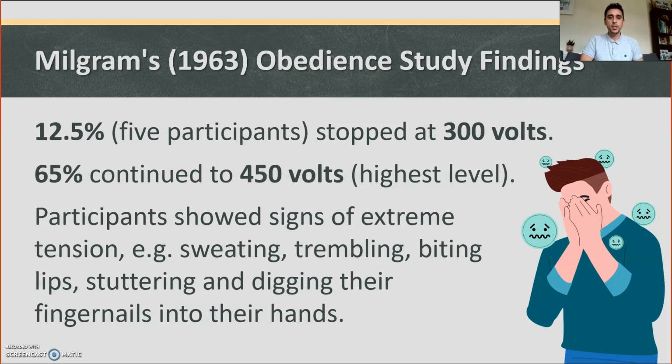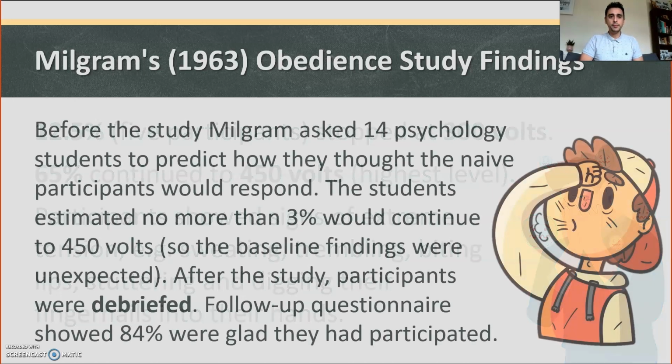They could be fatal. Participants showed extreme signs of tension, sweating, trembling, biting lips, stuttering, and digging their fingernails into their hands. These participants didn't want to give these highest level of shocks. They weren't just there pressing the buzzers, no problem. They weren't happy with it. They didn't want to give electric shocks, right? But they were doing it because they were obeying. They were obeying the authority figure, which was the experimenter in the lab coat.